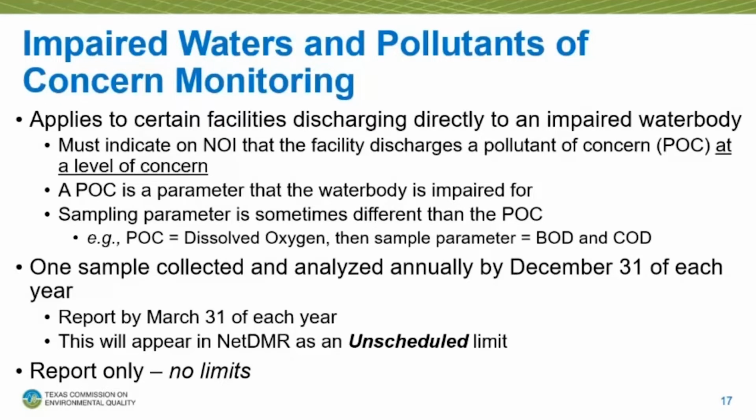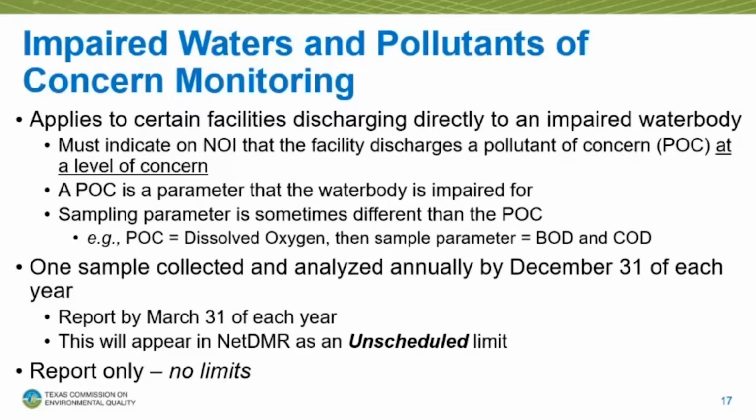So the pollutant of concern is basically just that parameter that the water body is impaired for. So in my example, it was nickel. There's another example here. It could be something like dissolved oxygen, in which case the parameter that you'd be sampling would really be something like biochemical oxygen demand or chemical oxygen demand.